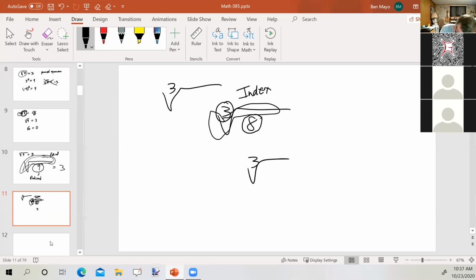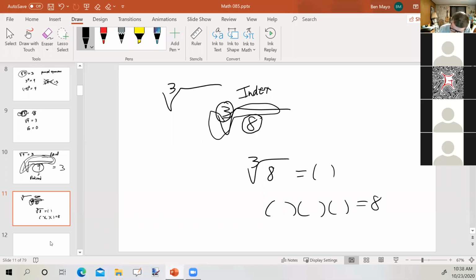So if I have the cube root of 8, that means I'm uncubing 8. So in other words, what answer times itself equals 8? What times itself is 8? That's a question for you. So what is it? 2. Good. So the cube root of 8 is 2 because 2 cubed equals 8. So this says I'm going to uncube it. I'm going to take the cube root.